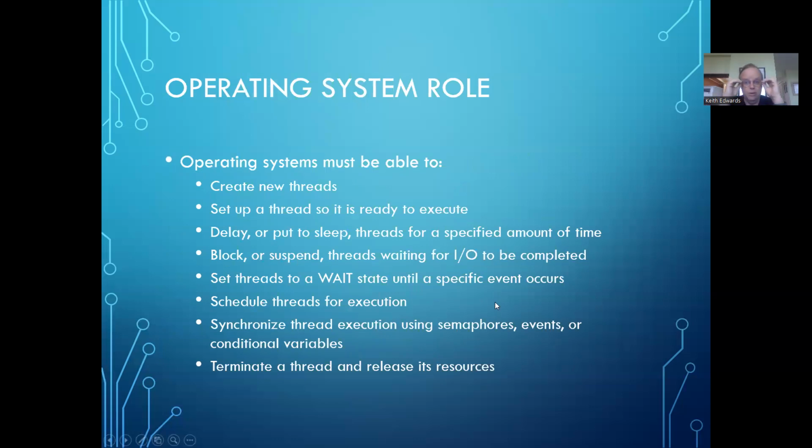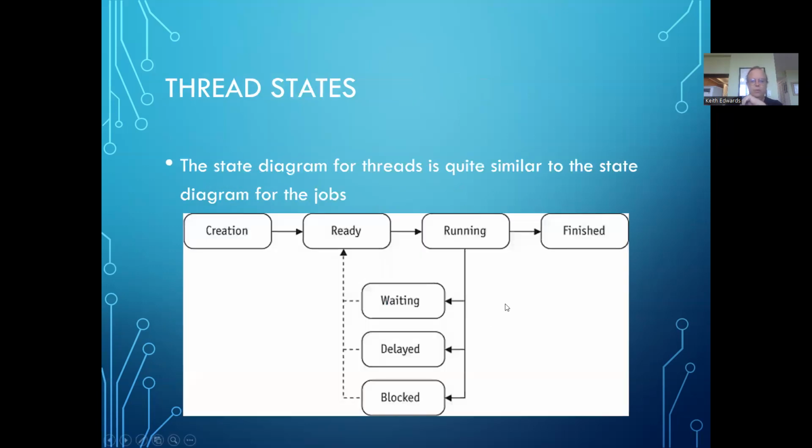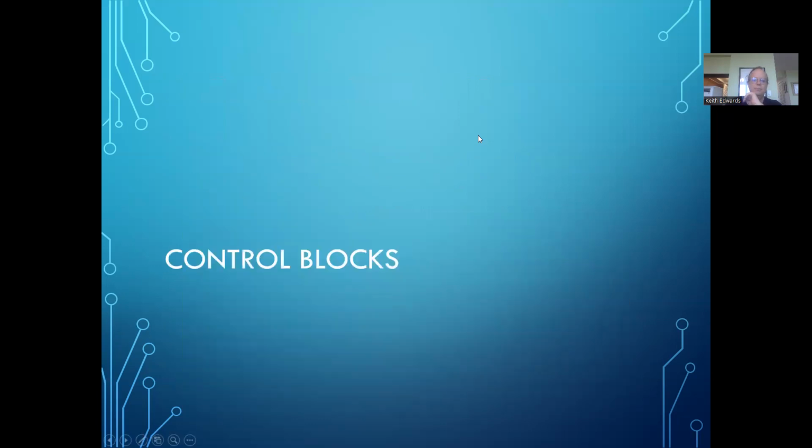So when the operating system is working with threads, it needs to be able to create new threads, set up a thread so it's ready to execute, delay threads for a specified amount of time, block or suspend the ones that are waiting for IO, set threads to a wait state until a specified event occurs, schedule them for execution, synchronize the thread execution using semaphores. We're going to get into semaphores a little bit later. And terminate a thread and release its resources. So here's what the state diagram looks like. And again, this is quite similar to the one with the jobs, a little bit different.